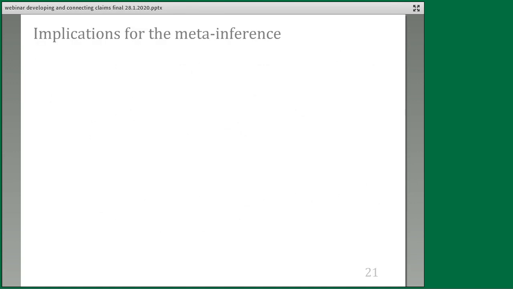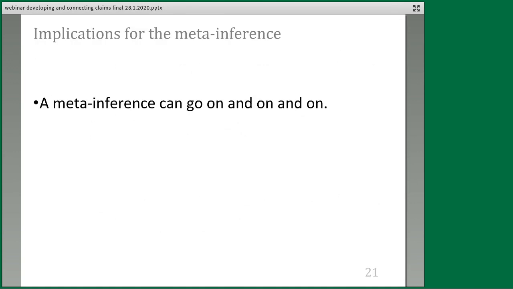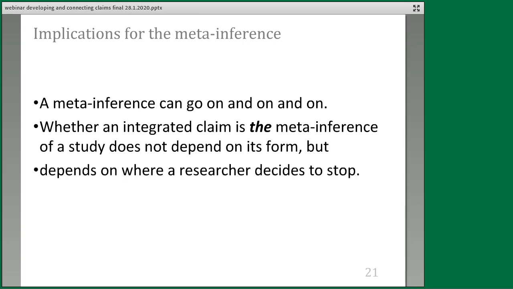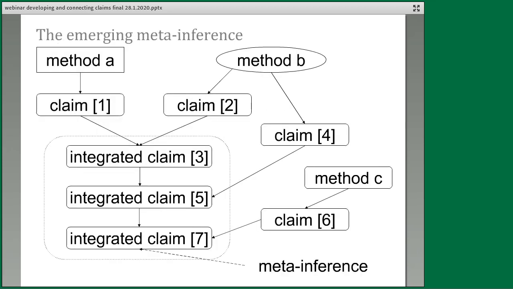Okay. Well, then I would like to discuss the implications for mixed method research. So I think it has implications for the meta-inference, which I hopefully have already shown, namely a meta-inference can go on and on and on. Whether an integrated claim is the meta-inference of a study basically does not depend on its form, but it depends on where a researcher decides to stop. And I will first continue to the next slide before I take questions.